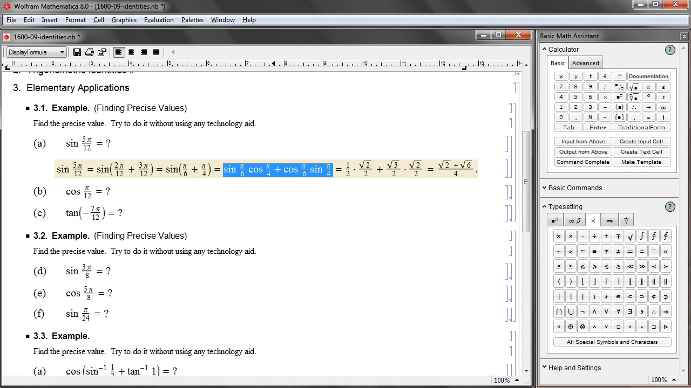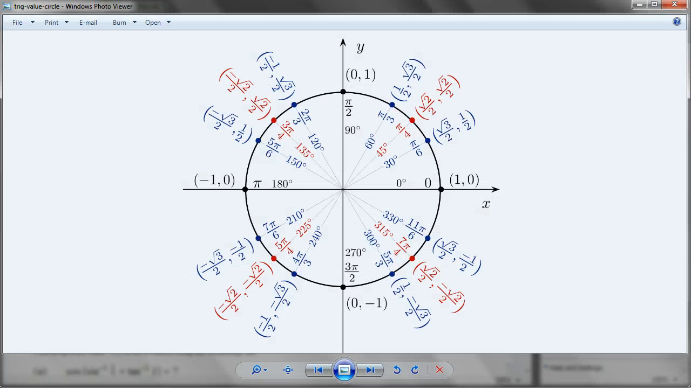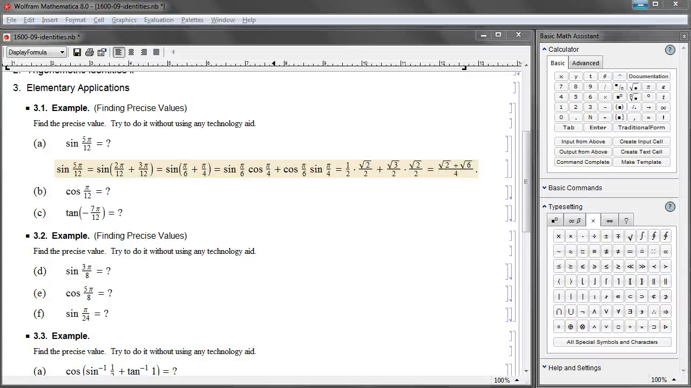So we have the addition formula for the sine, and then let's just plug in all those values. Sine of pi over 6, cosine of pi over 4, and so on. They're all basic angles. Consequently, we can use this trig value circle. And as a result, we have this kind of answer: square root of 2 plus square root of 6 over 4. It'll turn out this kind of numbers are very, very typical.